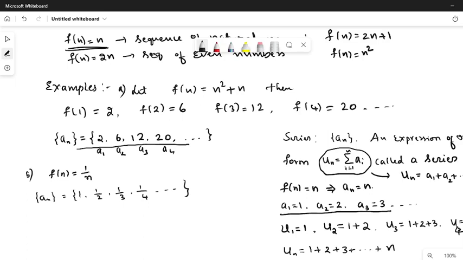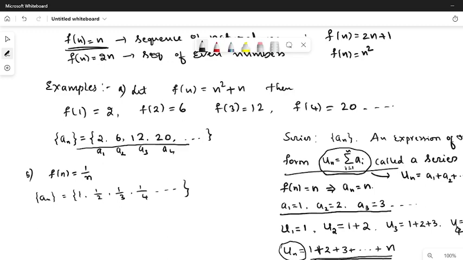So this Un is called a series. This is called a series. See, it is a set of numbers connected by plus sign. Series is nothing but a set of elements connected by, generally it is numbers. So a set of numbers connected by plus sign.